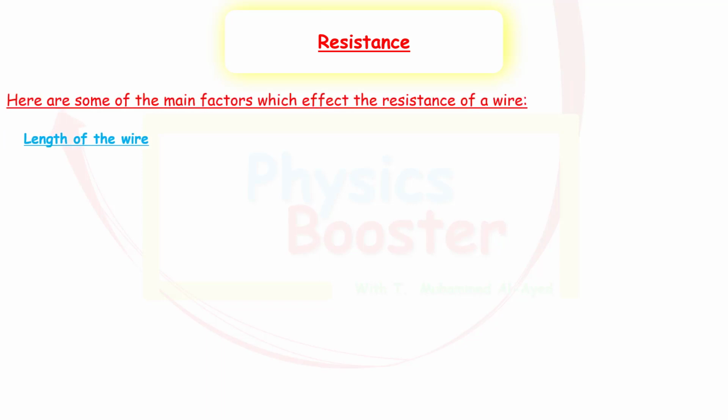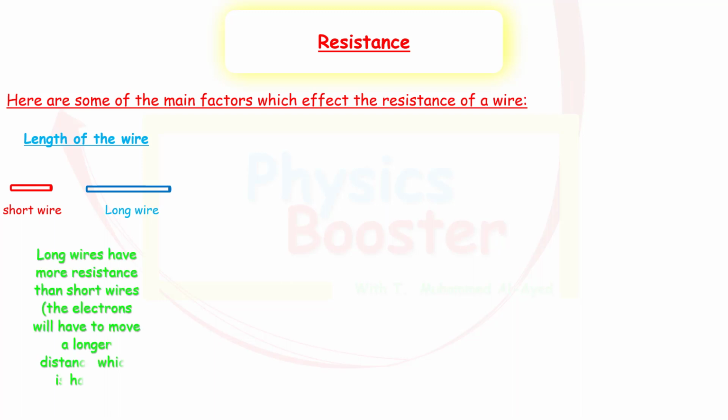The length of the wire. So let's imagine that we have a short wire and we have a long wire. Where do you think we will have more resistance? Actually, it's in the long wire. Long wires have more resistance than short wires. This means that the electrons will have to move a longer distance, which is harder. And we said when it's hard for the electrons to move, that means we have high resistance. So long wires have higher resistance than short wires.